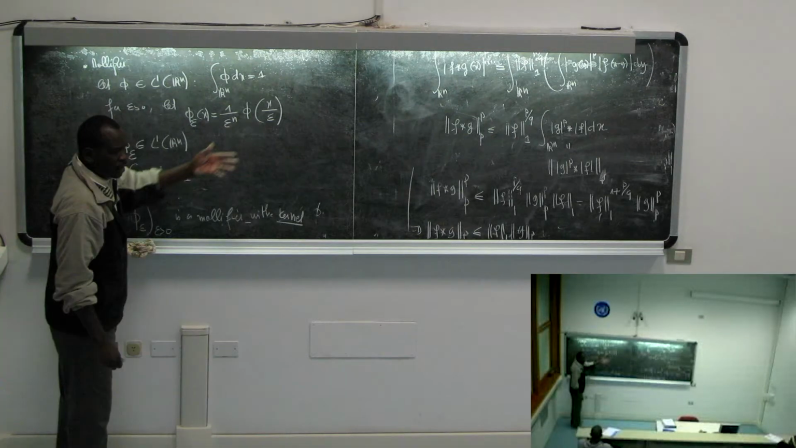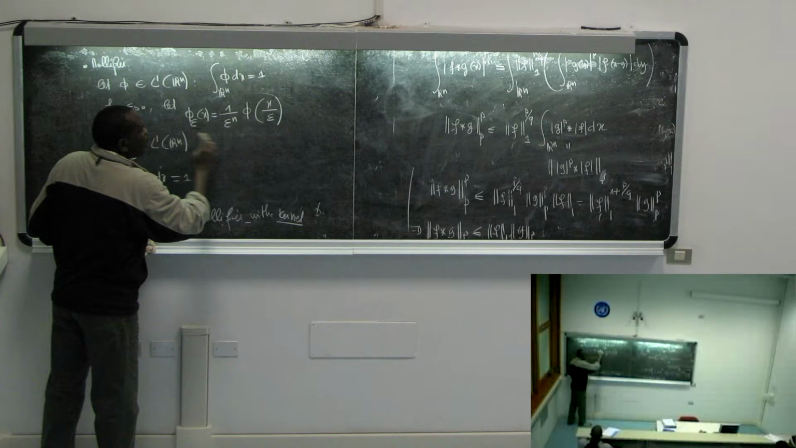So the modifier is the one you call a kernel. It's just a name. It's just a modifier of this kernel phi. If phi is fixed, this family of functions is what we call a modifier. And for this modifier, the kernel is phi. It means we get all these functions by using phi.